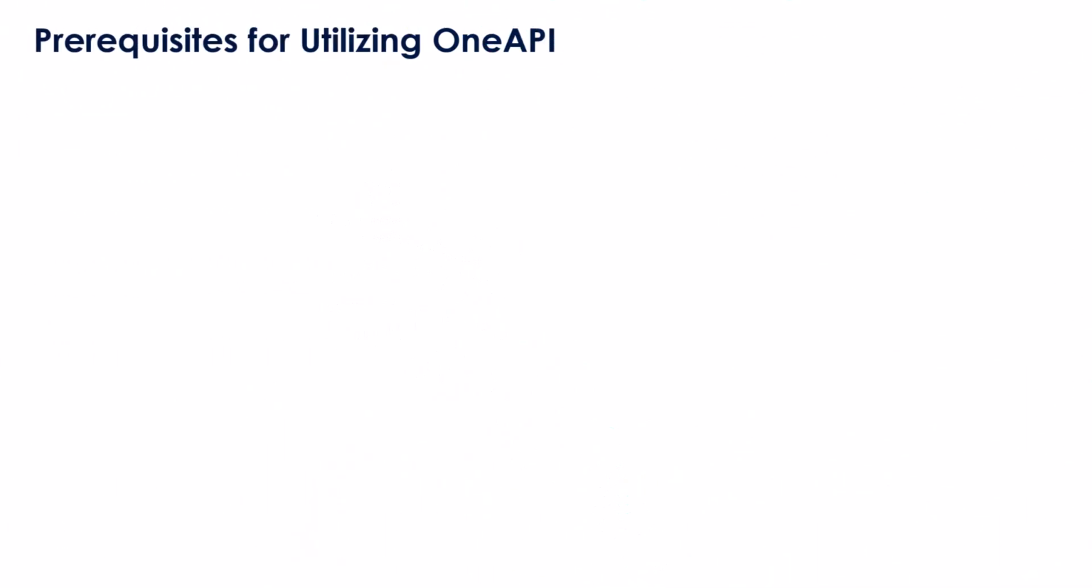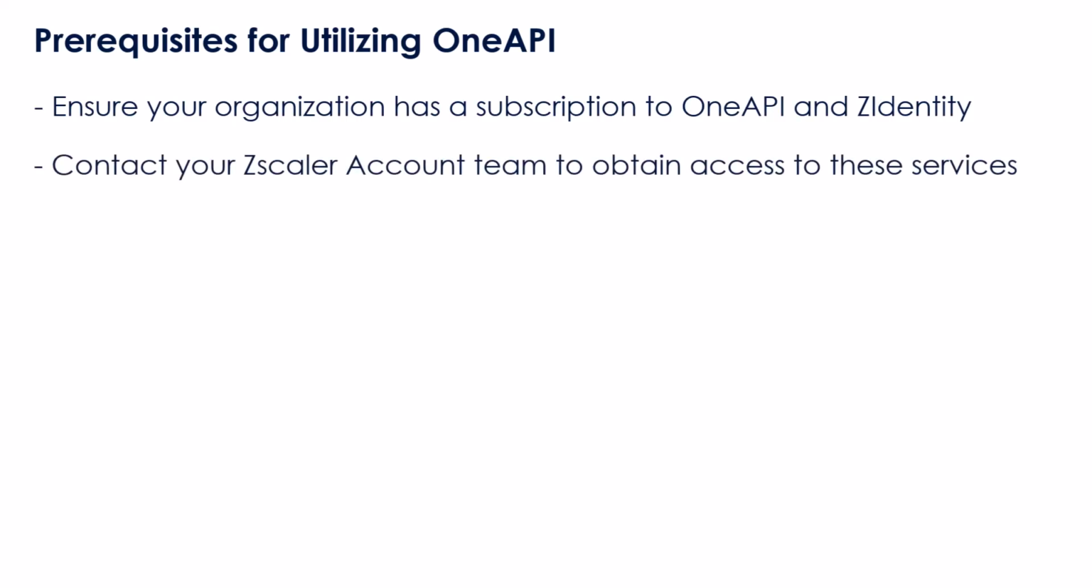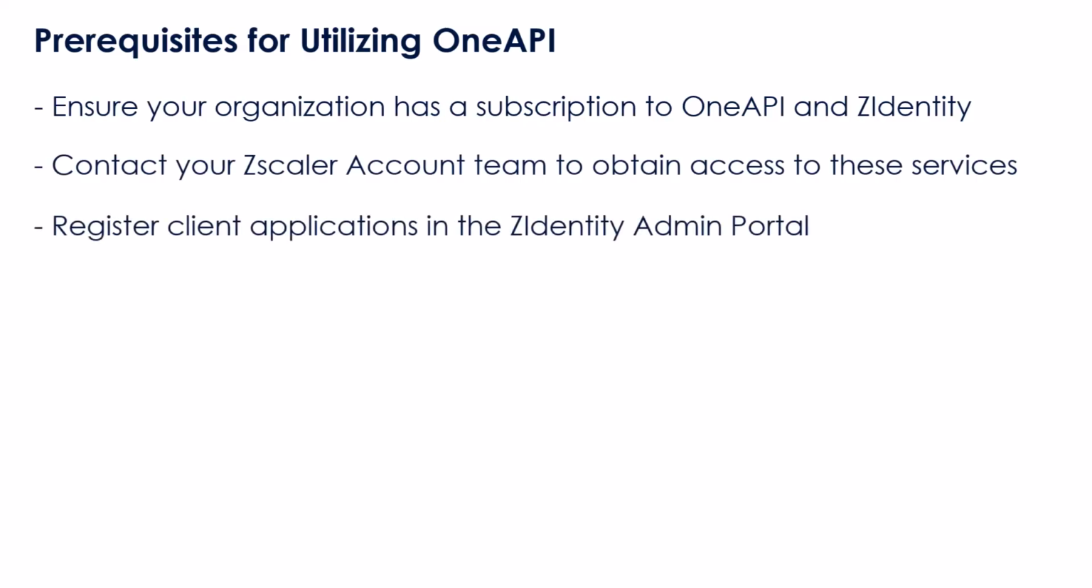Organizations must meet some prerequisites before utilizing OneAPI. Make sure that your organization has a subscription to OneAPI and zIdentity. To obtain access to these services, contact your Zscaler account team and register the client applications in the zIdentity admin portal with the necessary scope and configure them appropriately.